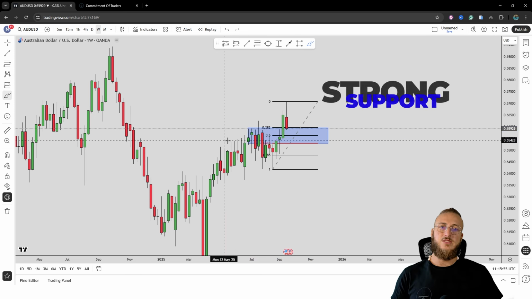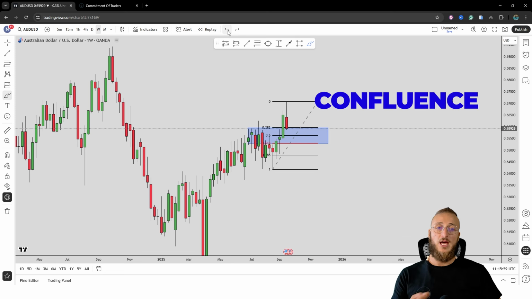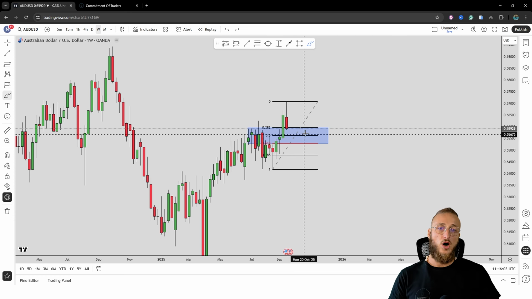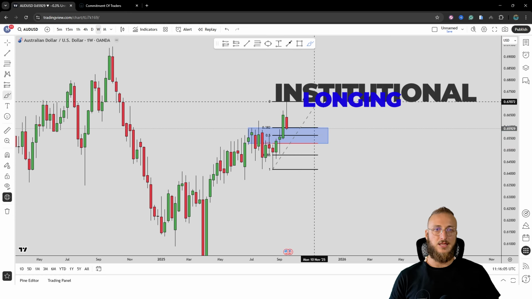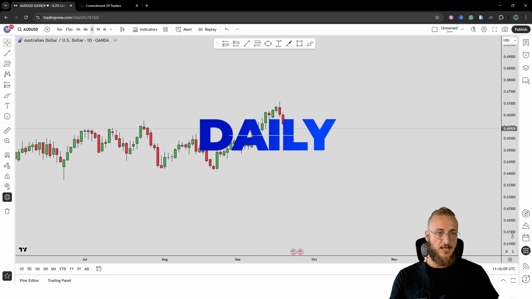support. Now this creates confluence of support and demand inside of this area, and when there's confluence of support and demand, there is an increased probability of seeing institutional buying inside of this zone. So let's keep this in mind and drop down to the daily time frame.